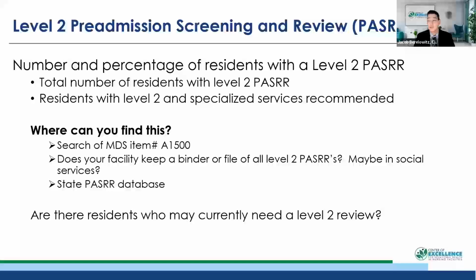Or you may have a binder or a file where you keep all of those PASAR determinations. I know, when I started in long-term care, everything was on paper back then, and we were faxing back and forth with the PASAR agency. And so we kept a big paper binder. And in some facilities, you may find that you still have a paper binder. So where is that information currently?